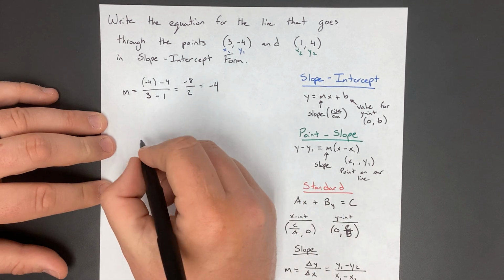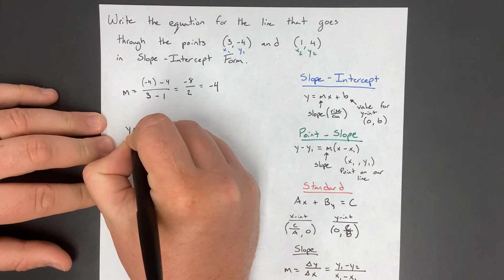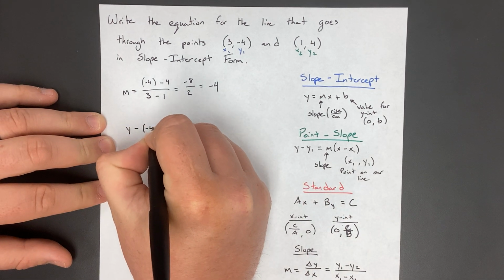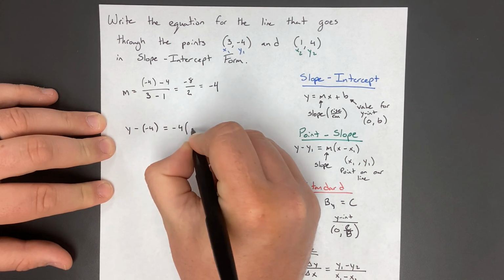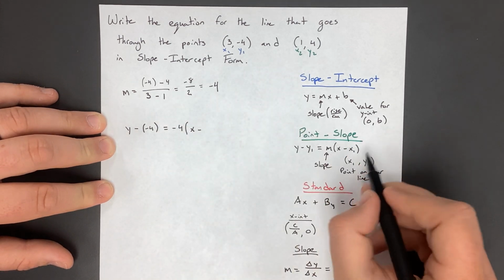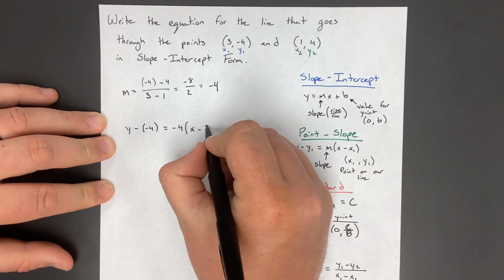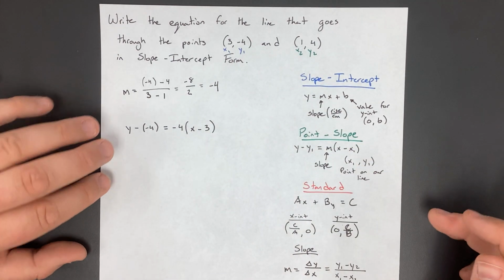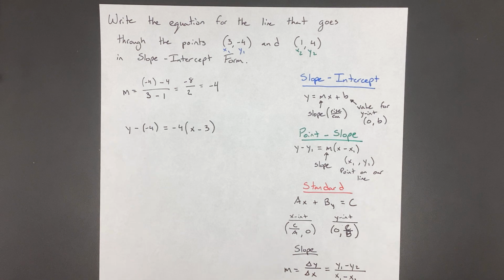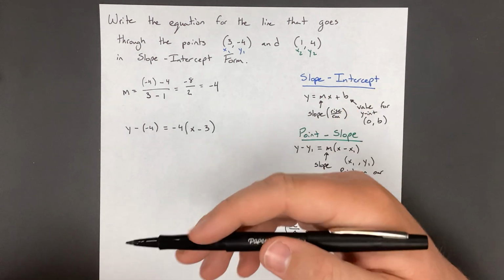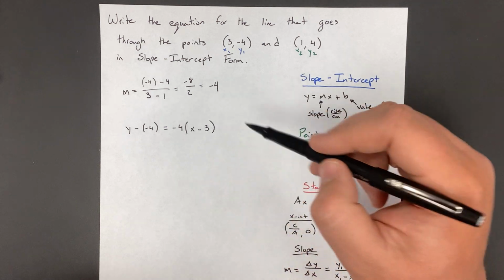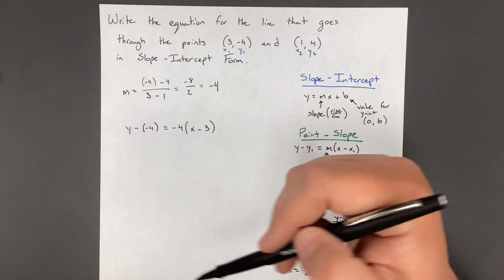So we're going to write this as y minus -4 is equal to, our slope is -4 times x minus, our x1 is going to be 3. So there we go. And the reason I like this is because once we have plugged everything in, all that's really left to do is to distribute and then isolate our y.